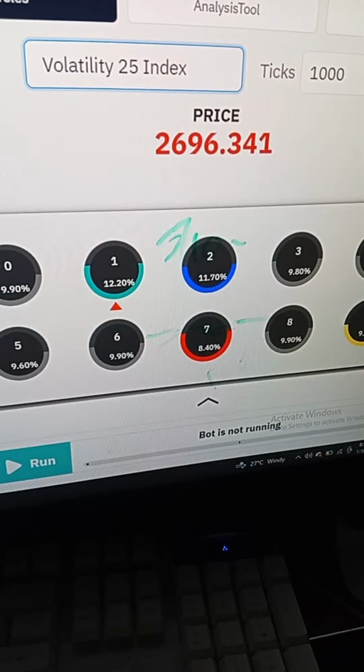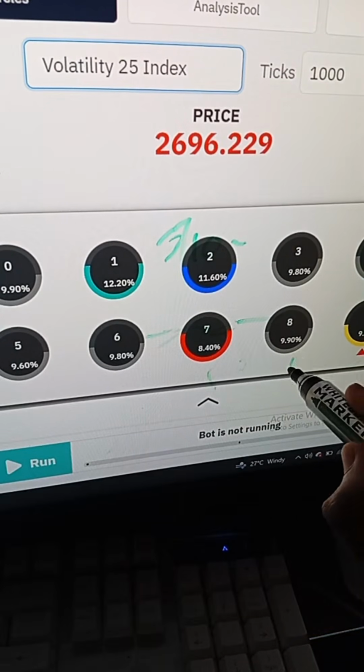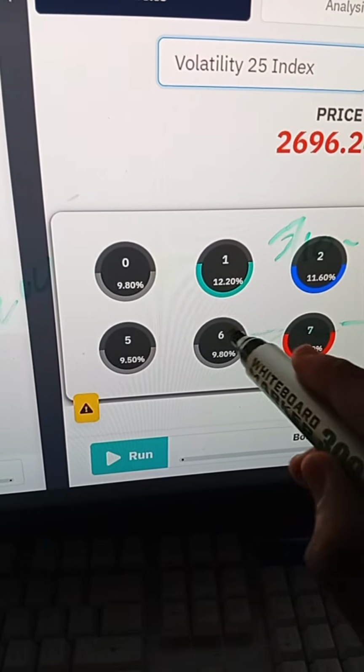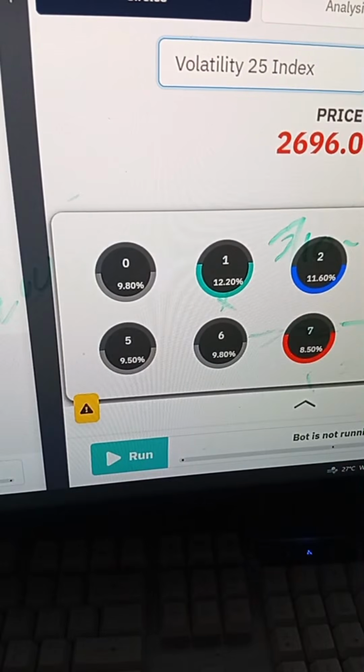Volatility 25 is a bit tricky again because 8 is too strong here, and I can also see 1 is also a bit too strong. So again, this can be a bit of a dangerous situation.